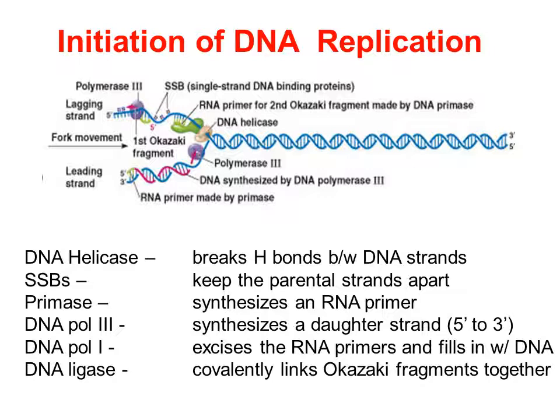So hopefully you were able to determine that DNA helicase is responsible for breaking up the hydrogen bonds between the DNA parental strands. Those single-stranded binding proteins are then able to keep the parental strands apart. Primase synthesizes a short RNA primer. DNA polymerase 3 then synthesizes a short daughter strand of DNA. DNA polymerase 1 can then come and get rid of the RNA primer and fill that in with DNA. And DNA ligase seals up the Okazaki fragments, binding them to one another.